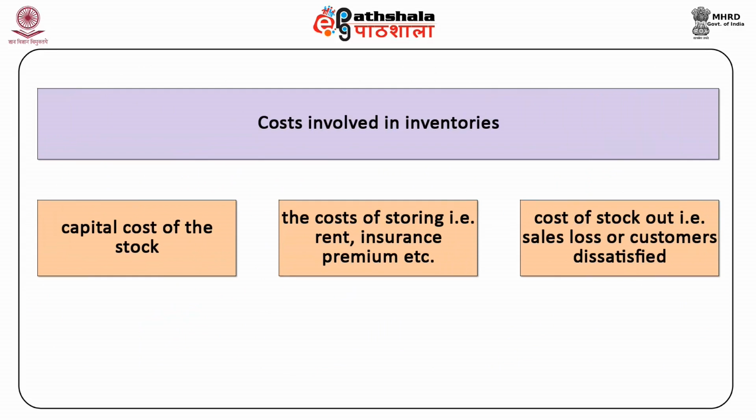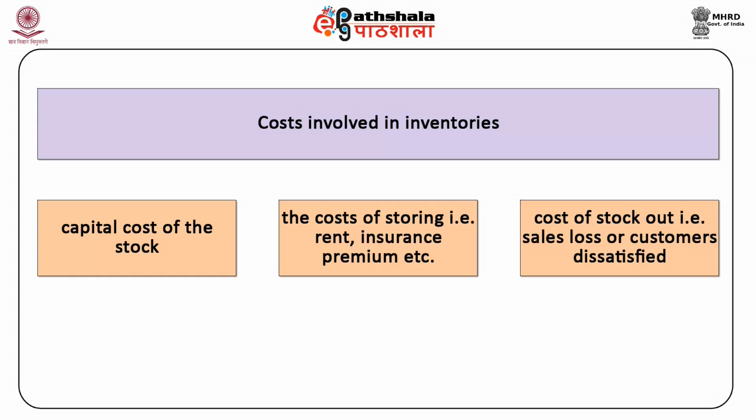interruptions. But there is always a cost involved in the inventories. The cost would include the capital cost of the stock and the costs of storing, that is, rent, insurance premium, etc. On the other hand, if stocks are kept at low levels, the cost of capital and storing costs would be avoided, but there can be stock out costs.